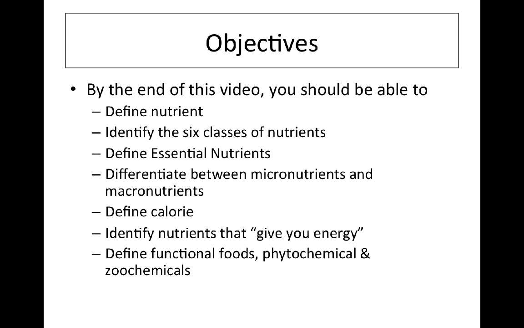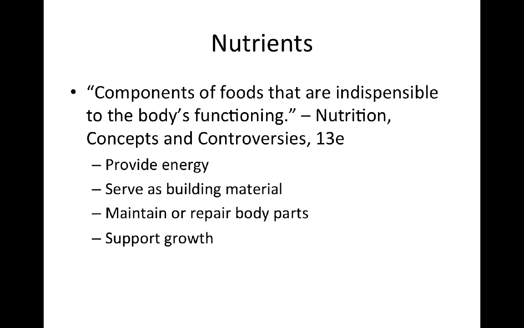We'll look at what essential nutrients are, what we mean by macro and micronutrients, look at what nutrients will actually give you energy, and we'll look at functional foods, phytochemicals, and zoochemicals, and actually define those terms. So nutrients are the components of food that are necessary for the body to be functioning on a day-to-day basis. They have several different functions in the body and can be divided up into several different categories that can provide these different functions.